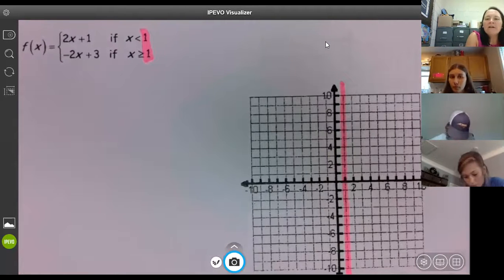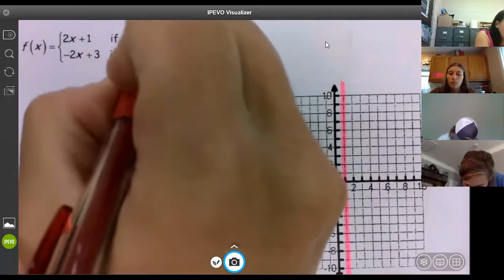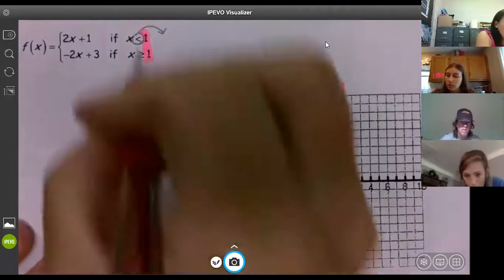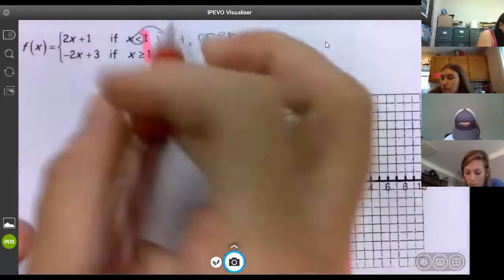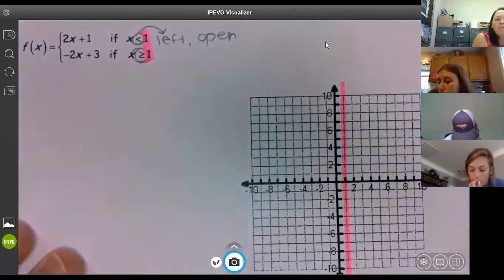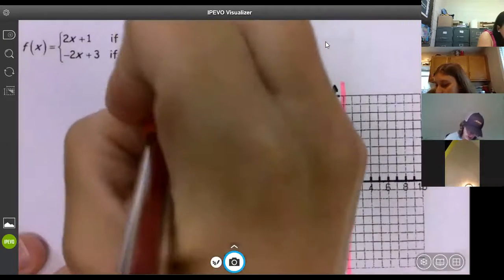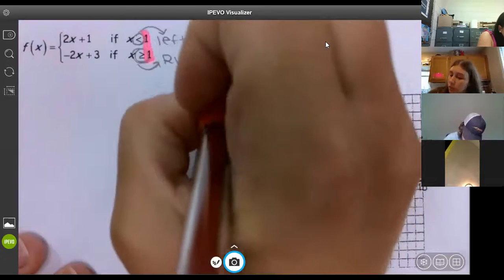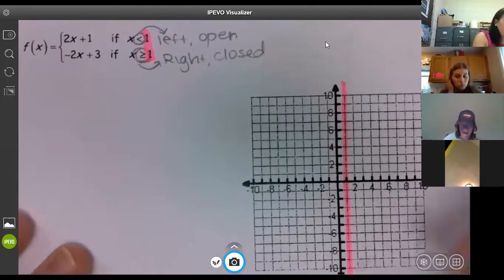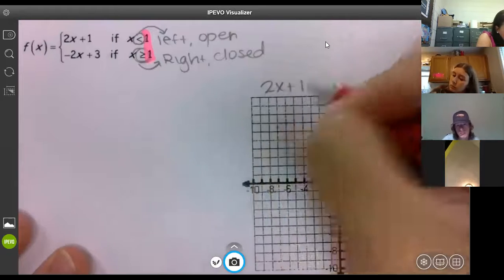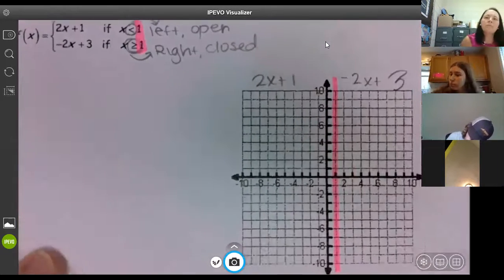Then you're going to talk about where each function goes and what it looks like. So we're going to start with this one. What does less than mean? Two things. Left. And it's open. Somebody else. On the second one, what does it mean? Come on, guys. Right and closed. Great job. All right, so we're going to start with 2x plus 1 on the left and negative 2x plus 3 on the right.